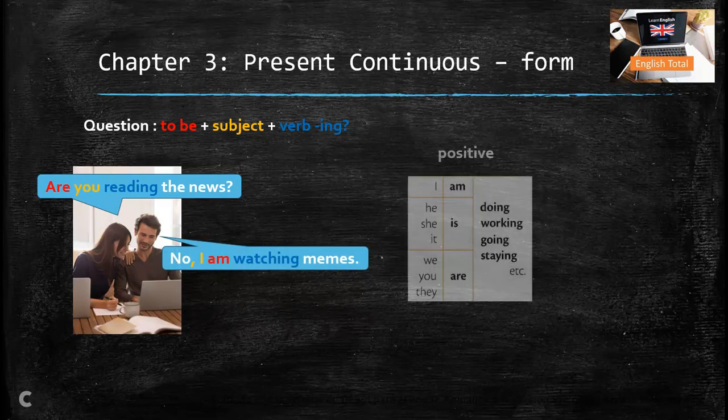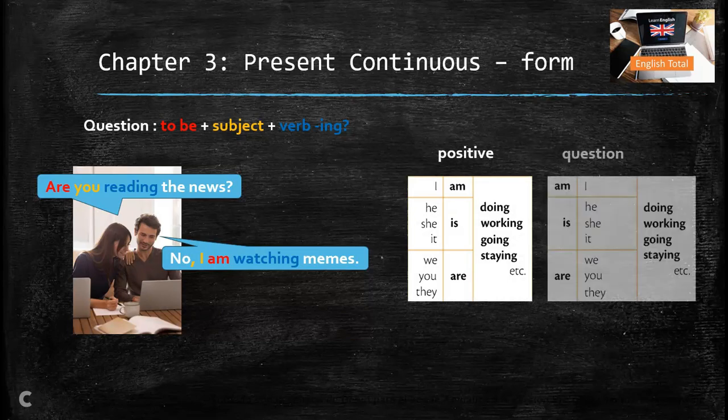Once again, this is the structure for positive sentences in the present continuous. And this is the structure for questions. Notice how the question starts with the right form of the verb to be, followed by the subject. Here are some examples.